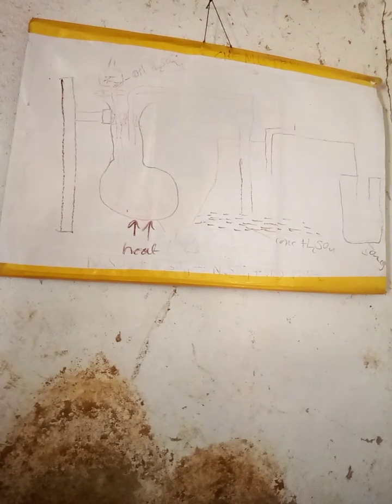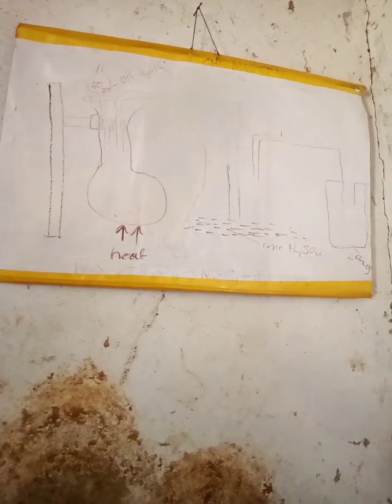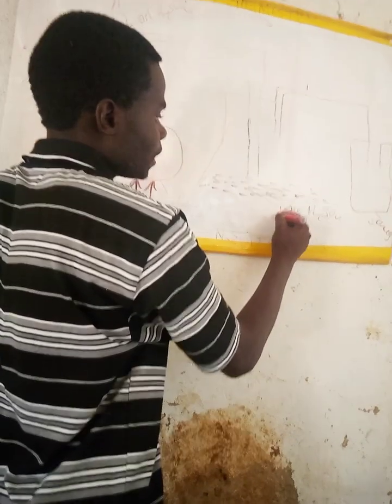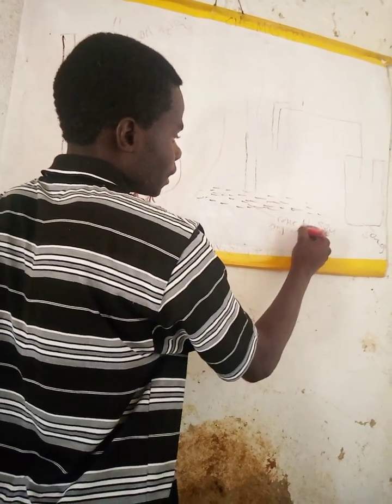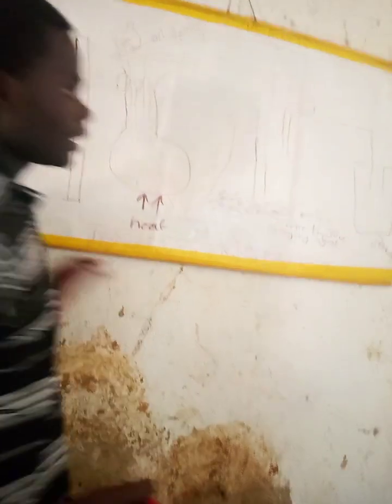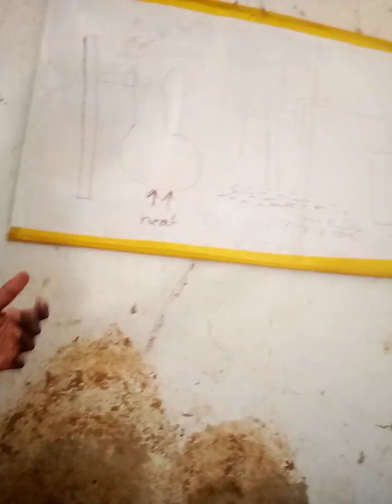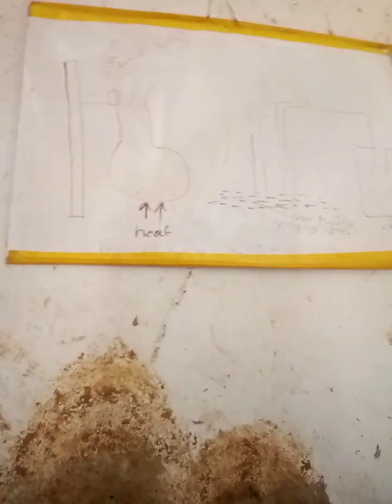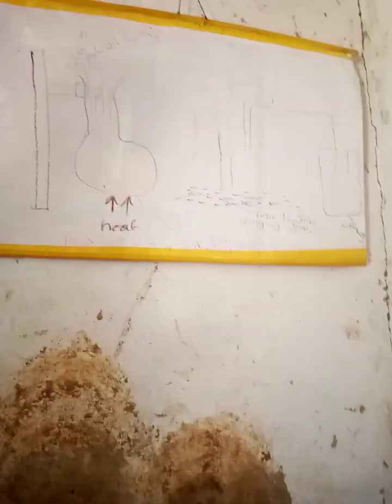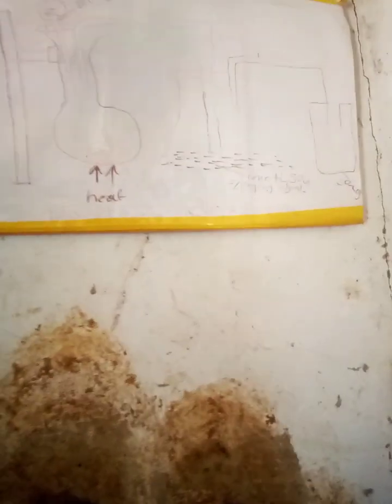Then why is it that this gas is passed through concentrated sulfuric acid? The gas is passed through concentrated sulfuric acid so as to dry the gas. This concentrated sulfuric acid is used as a drying agent, which means it is used to dry the gas. Then this method of collection is known as downward delivery.